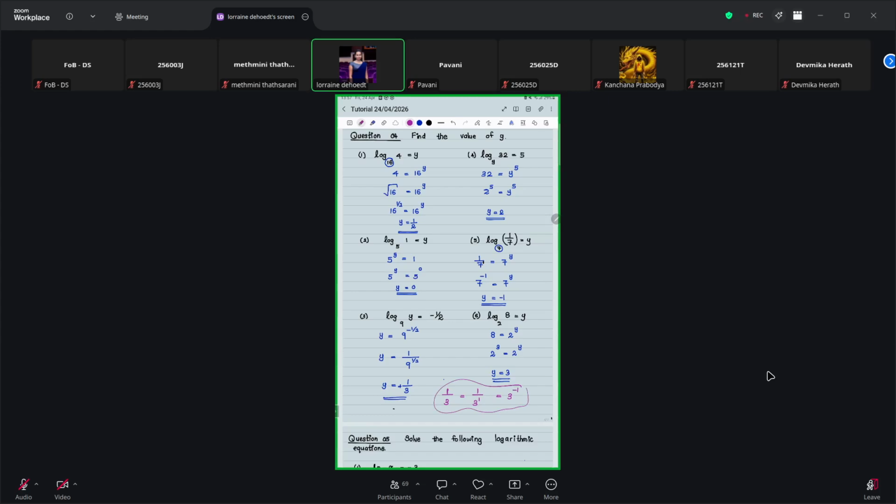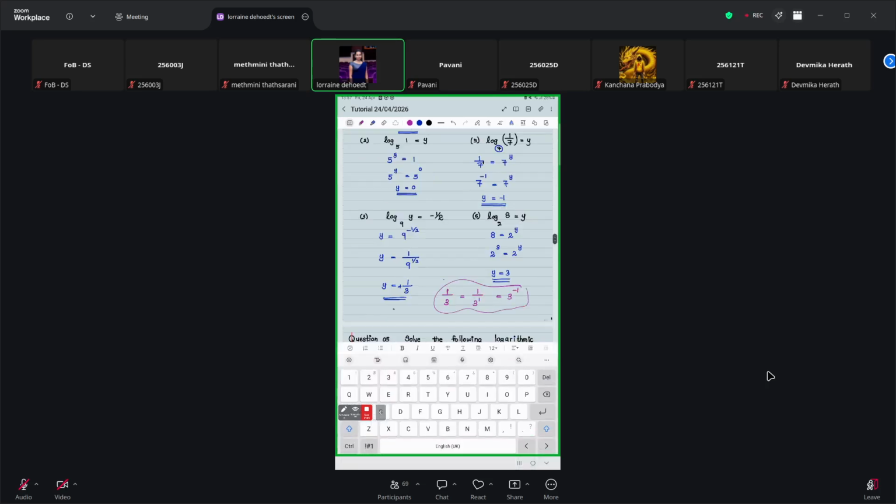Okay, then තව මොනවා හරි ප්‍රශ්න තියෙනවද? Do you have any questions up to this? Yes or no? No. Okay, let's move to the next question.